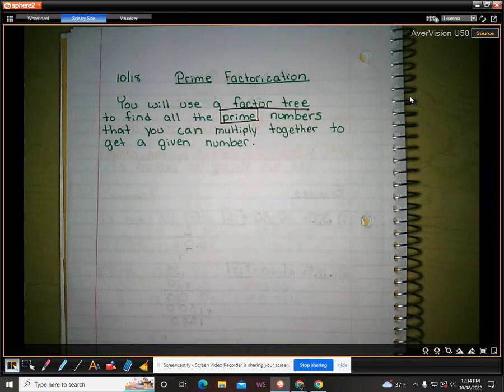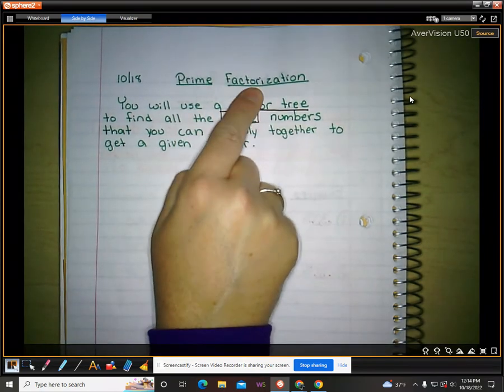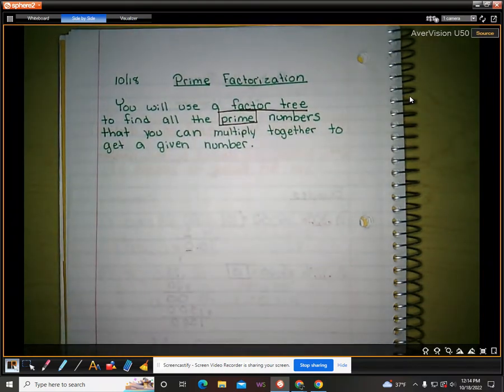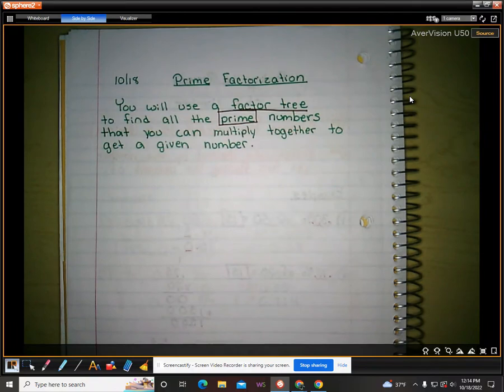With prime factorization, it is called prime factorization because we are using prime numbers. So you will only be using your yellow numbers when you are done. And you're basically just looking for factors. So that's why on your warm-up, I was asking you to find factors of numbers.